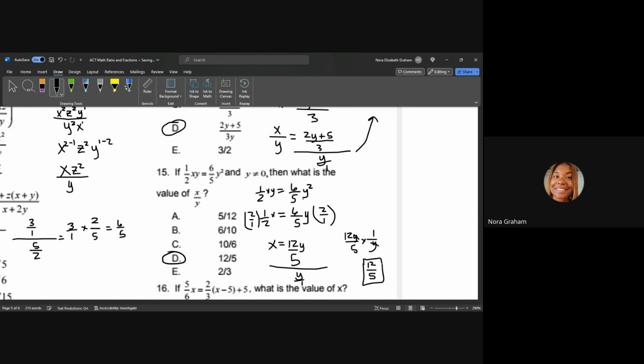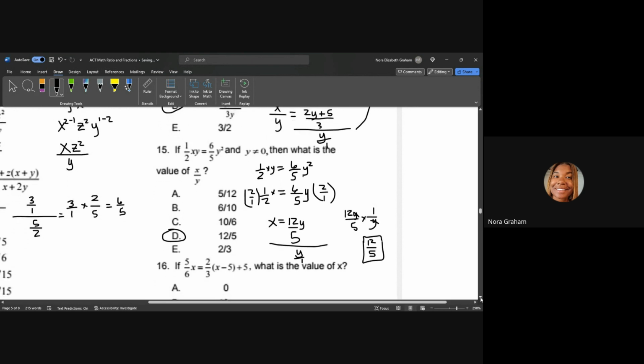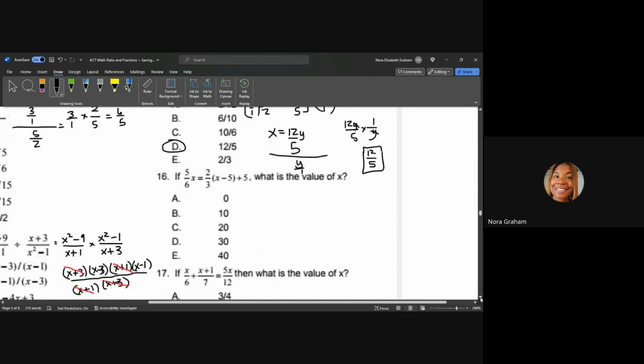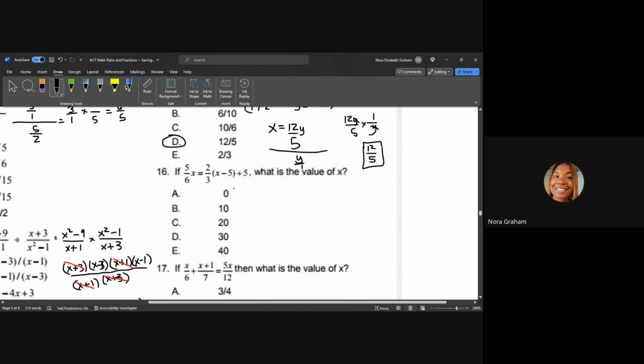So the trick for this one is you solve for x, and then you put it over y and solve there. If you have any questions on that one, just leave it in the comments, and I can explain it a little bit more if need be. Now let's look at 16. What is the value of x? We're solving for x here.